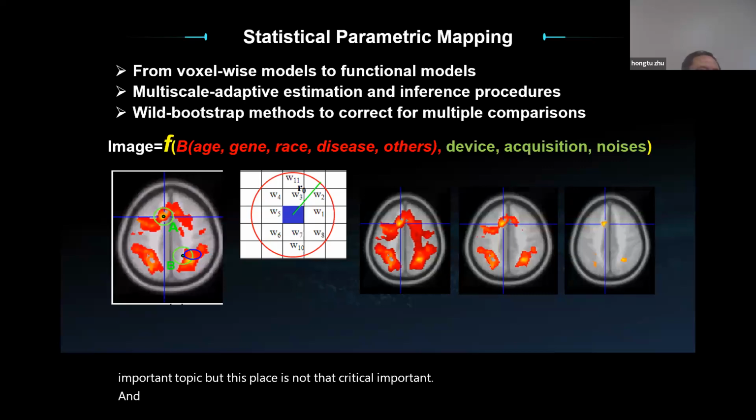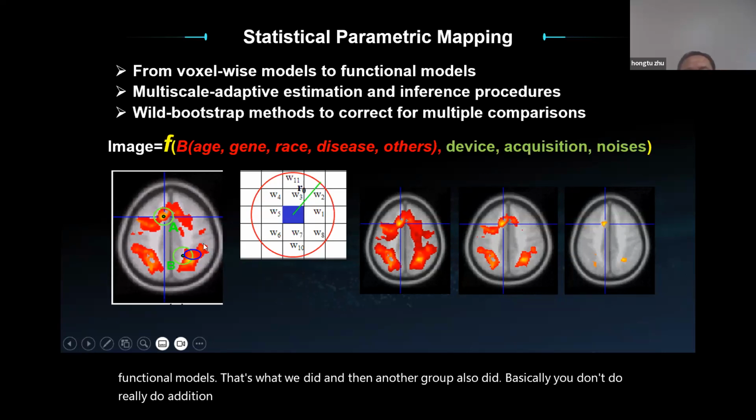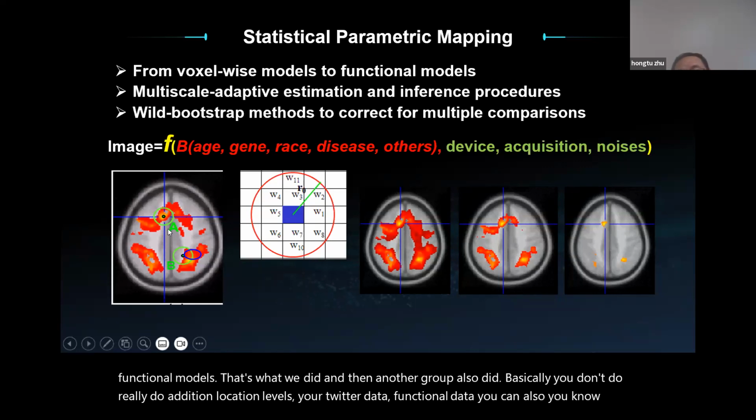And you can do statistical parametric mapping from the voxel-wise method to functional models. That's what we did, and other groups also did. Basically, you don't really do it at each location level. You treat the data as functional data. You can also incorporate spatial-temporal information.